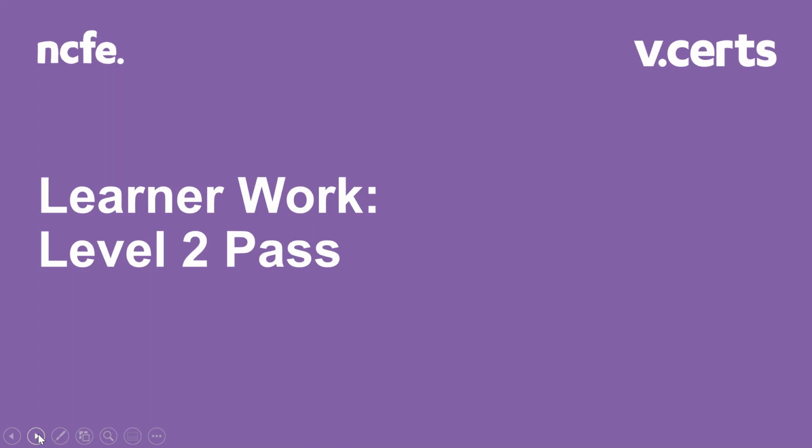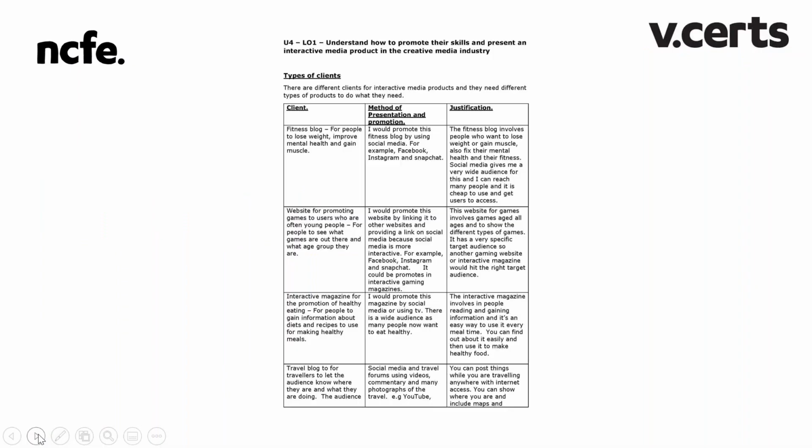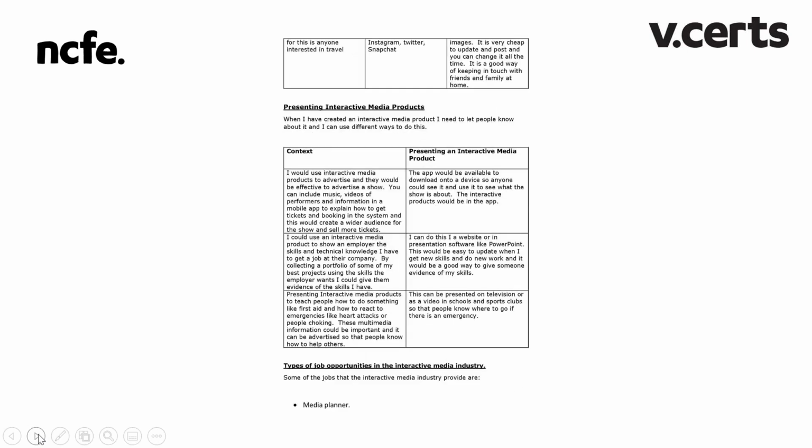And then we'll move on to the level 2 pass, which again is quite a different approach. This is from a different centre. Again, they've started to talk straight away, and this is just for Unit 4, this evidence. So they haven't included any of the units for this one. So they've started to talk about client needs straight away, which is learning outcome 1.